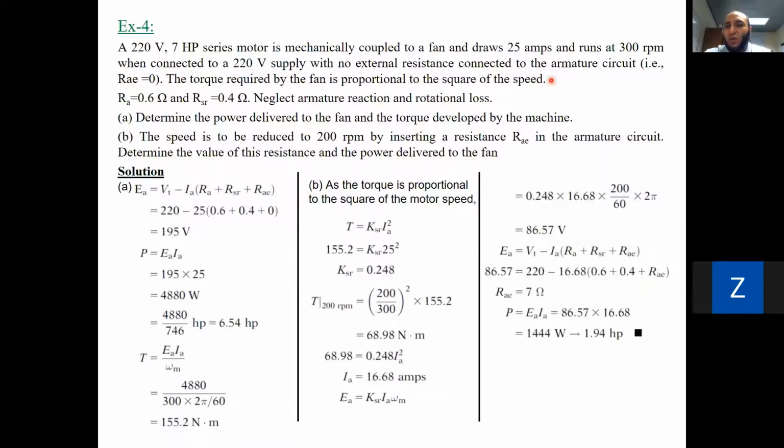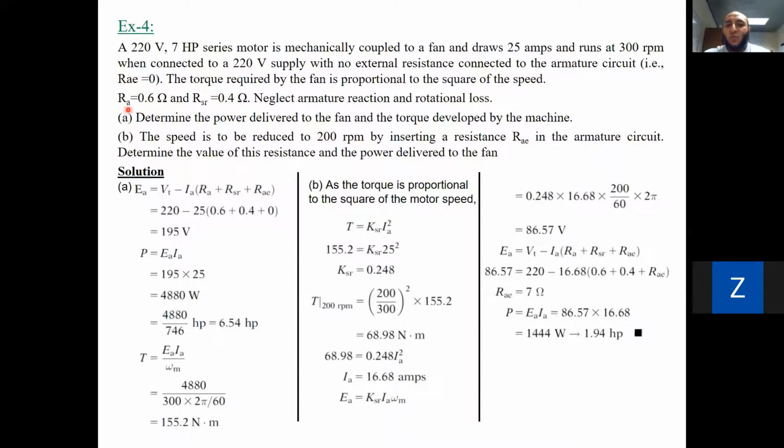This is extra words in the problem, because we know that for a fan load, the torque will be proportional to the speed squared. So it can be omitted from the problem, and you have to recognize that for a fan load, the torque will be proportional to the square of the speed all the time.